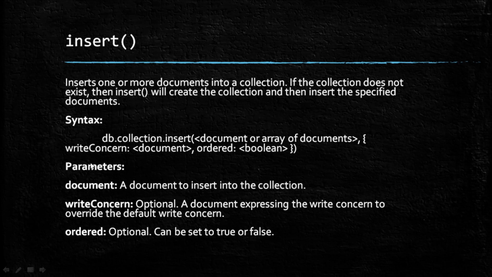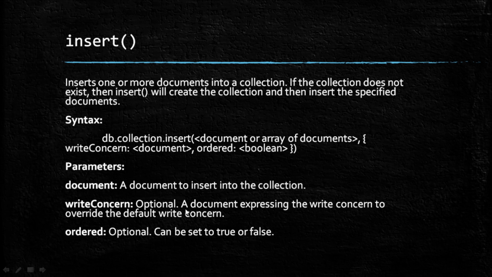Earlier we inserted only one document, but here we can use an array of documents. The next parameter is write concern, which is a document; we have already discussed it on the previous slide. The additional parameter is ordered and its type is boolean. Document: here you can use your field names and values. It is one document or an array of documents that you can use in the insert method. Write concern is an optional parameter, a document expressing the write concern to override the default write concern. Ordered is also an optional parameter, which can be set to true or false.